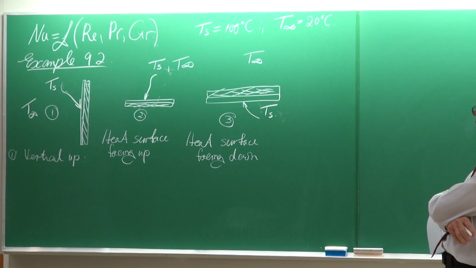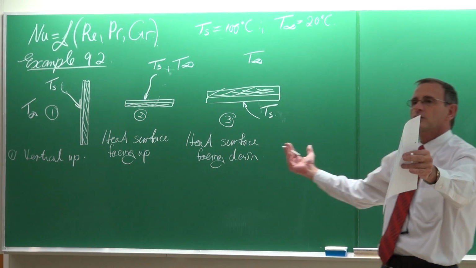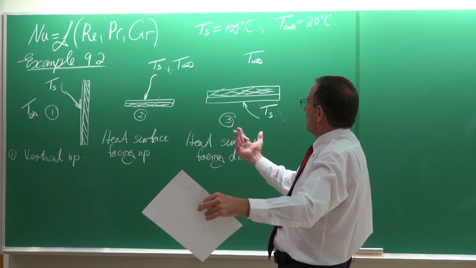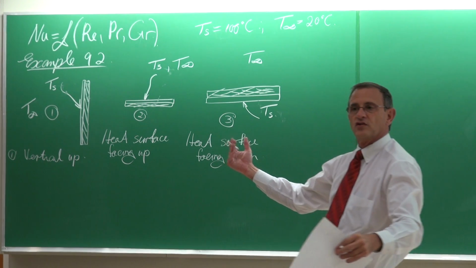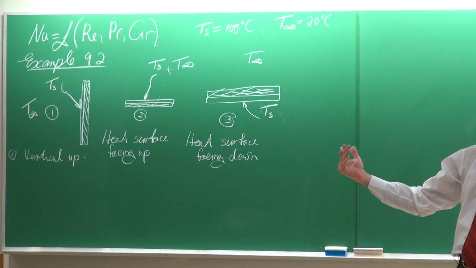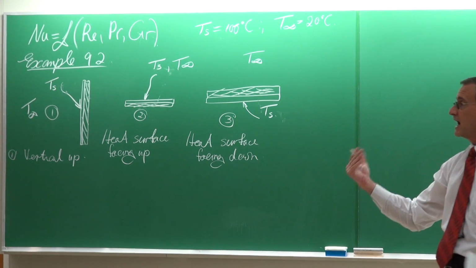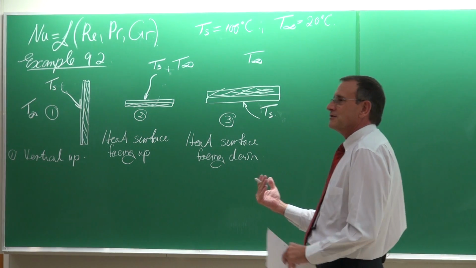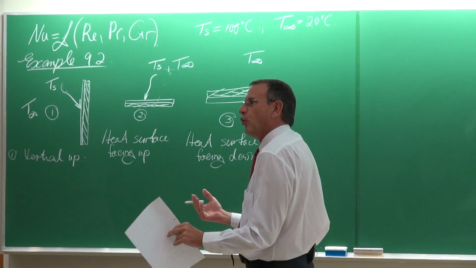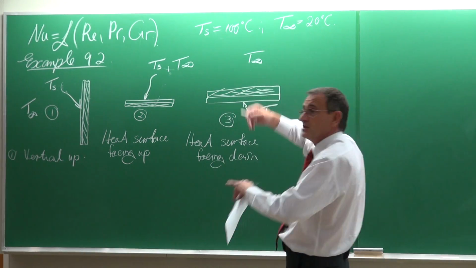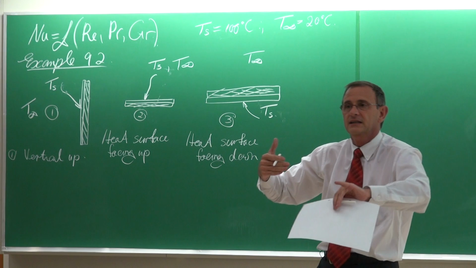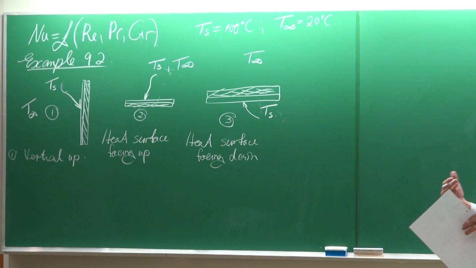So, any of you who would like to make an estimate of which one of these plates will have the highest heat transfer rate? All three of them have surface temperatures at 100. So they've got the same driving force from 20 to 100. There's an 80 degrees delta T. Okay. So which one do you think will have the highest heat transfer rate?